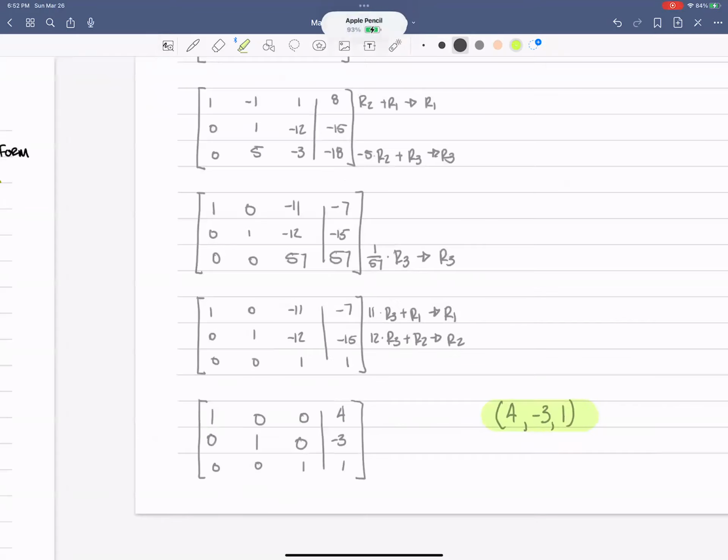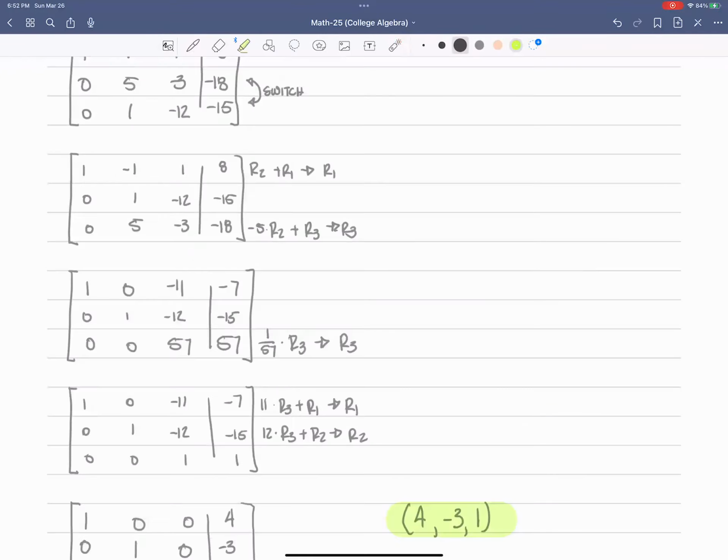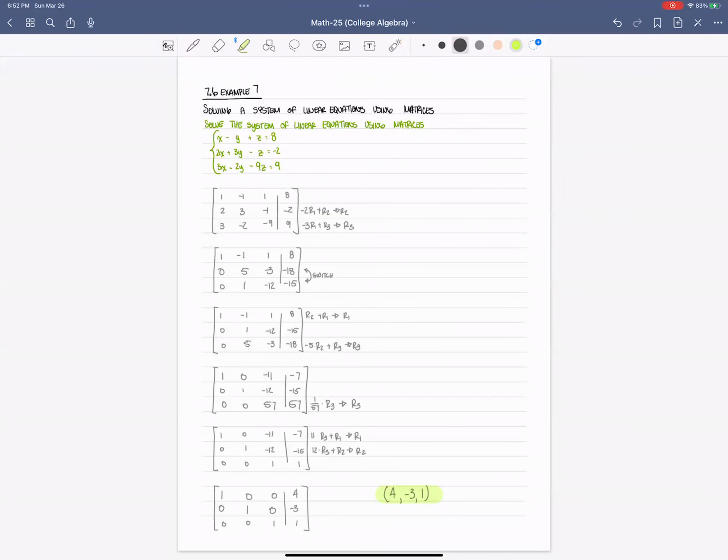A little tedious, I have to agree, but there we go. That's all the work that we needed to do in order to find a solution to the system of equations.